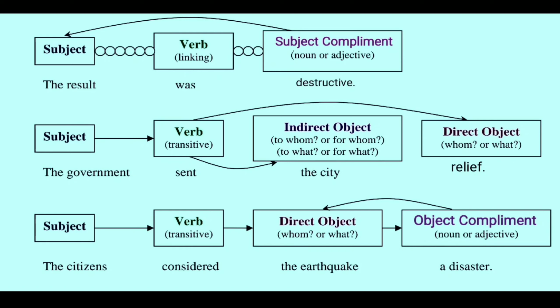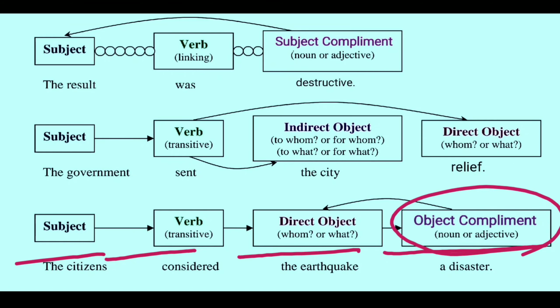Let us try to understand the last sentence pattern. And it is subject plus verb plus direct object and object complement. Students, we have already discussed subject complement, and this is object complement. Why is it an object complement? Because it is completing the object, not the subject.